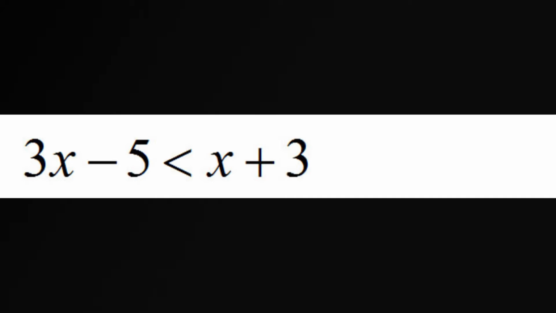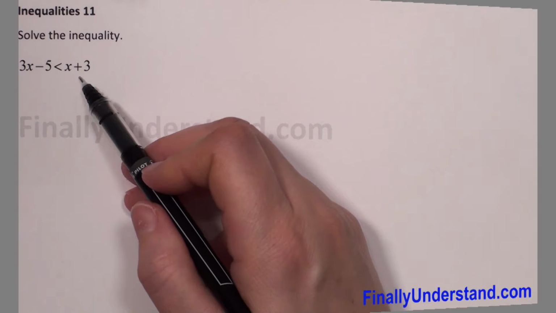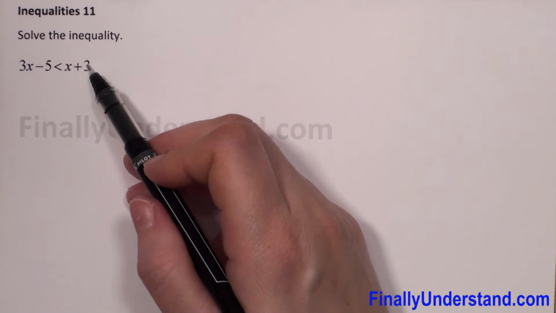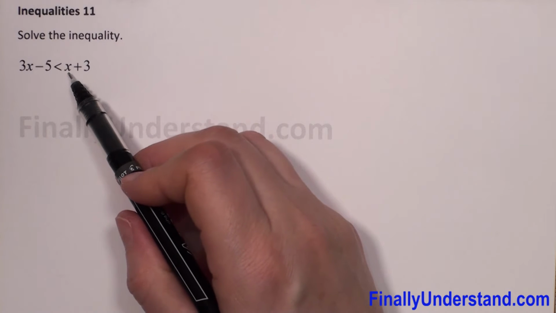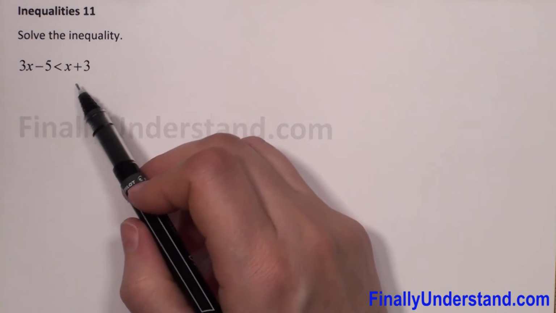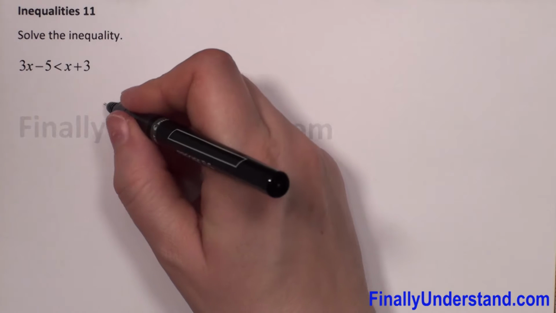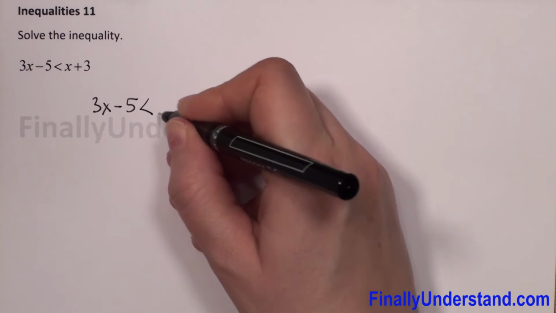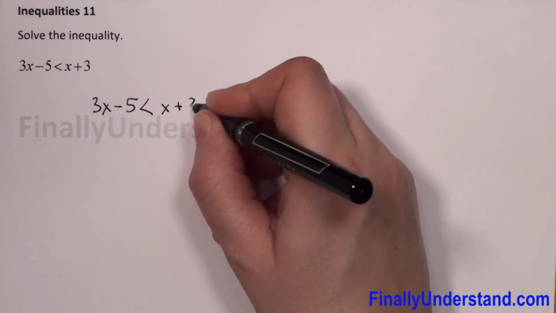We have to solve the inequality 3x minus 5 is less than x plus 3. When we have to solve an inequality, it means we have to find all possible values of x for which this inequality is true. Let me copy this first. I have 3x minus 5 is less than x plus 3.